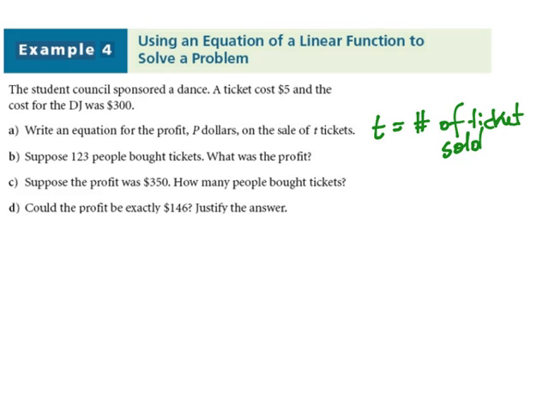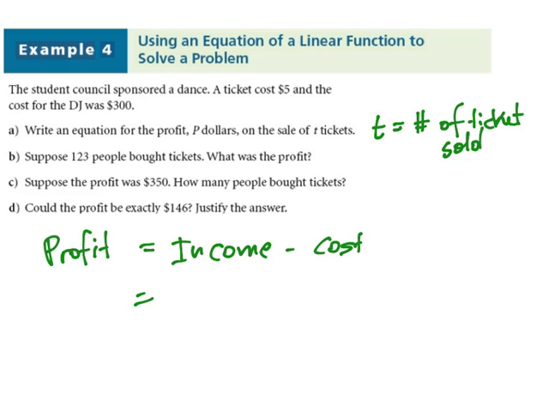So what is profit exactly? Profit is equal to income minus the cost. Now, for profit, we know the cost of the DJ is 300, so we're going to subtract that from 300. But we do not know how many tickets are being sold.